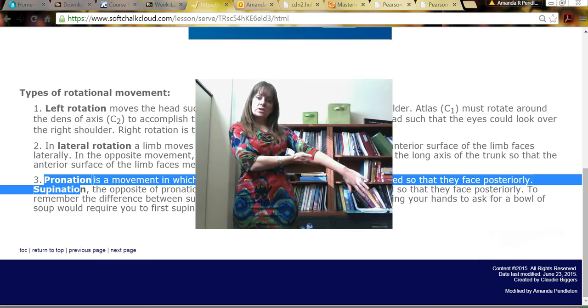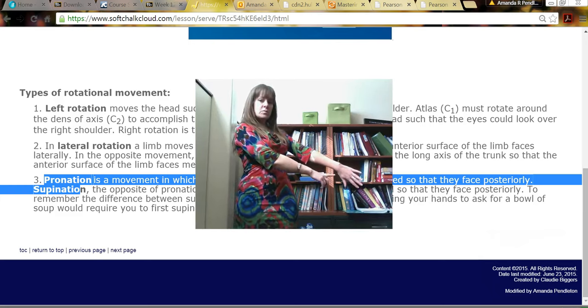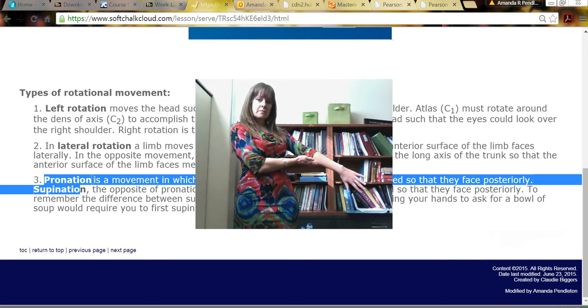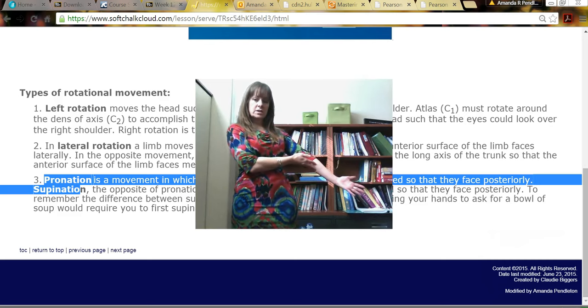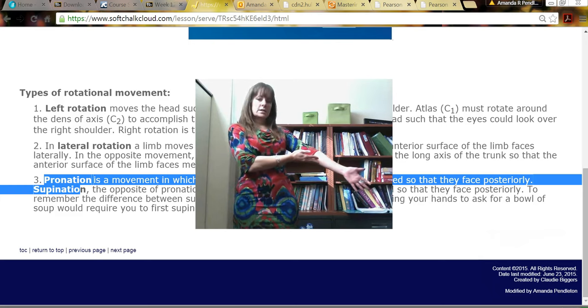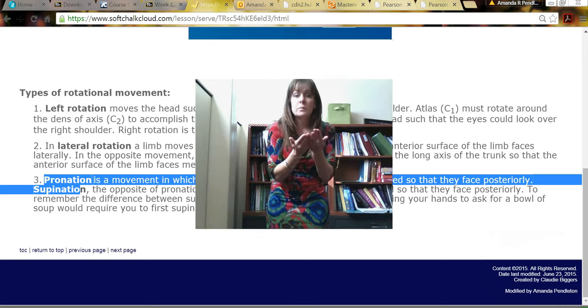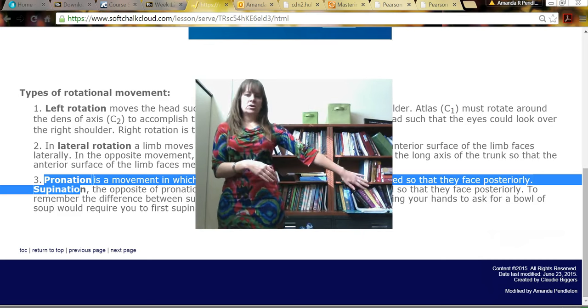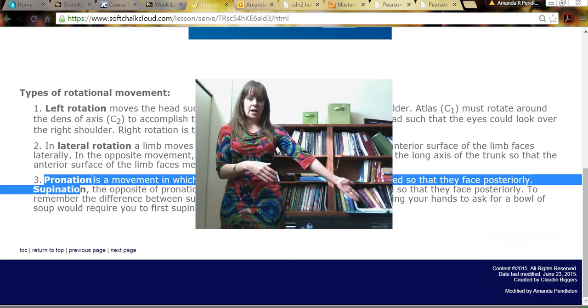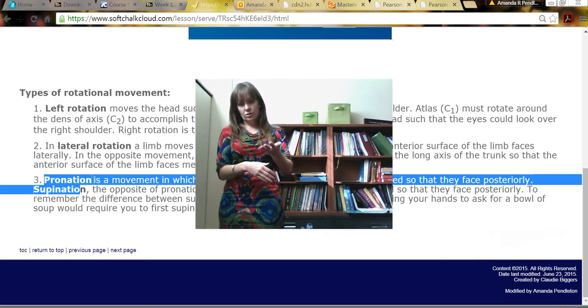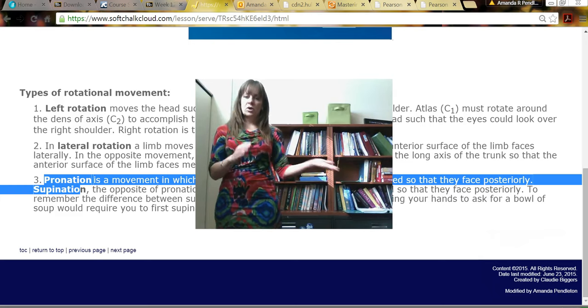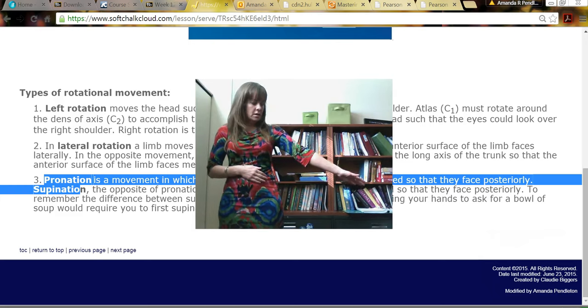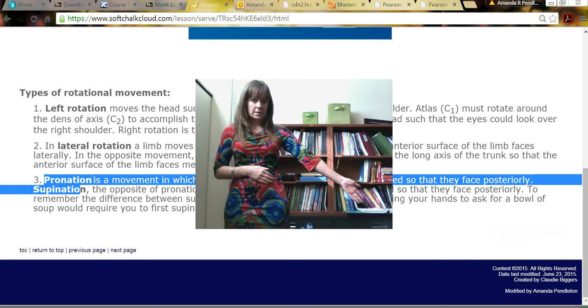And then supination is going to be the opposite, where you're bringing those surfaces back into anatomical position. So that's supination. And some people say, before you can ask for a cup of soup, please, you would have to supinate your hand first to then flex it and bring it for soup. Okay, so pronation is going to be this movement, supination is this movement.